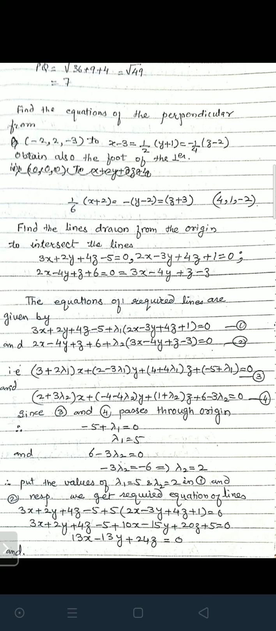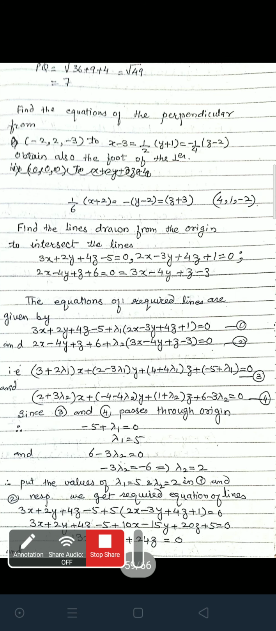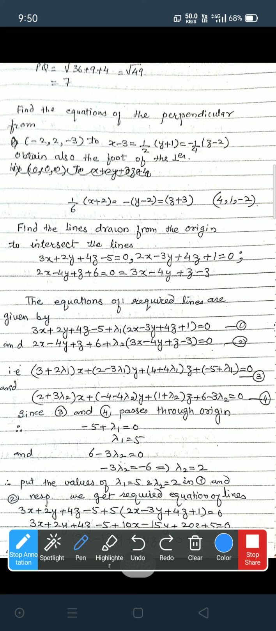Next example is: find the lines drawn from the origin to intersect these two given lines. 3x plus 2y plus 4z minus 5 is equal to 0 and 2x minus 3y plus 4z plus 1 is equal to 0. This is the one equation of the line. And the second equation is 2x minus 4y plus z plus 6 is equal to 0, which is equal to 3x minus 4y plus z minus 3.